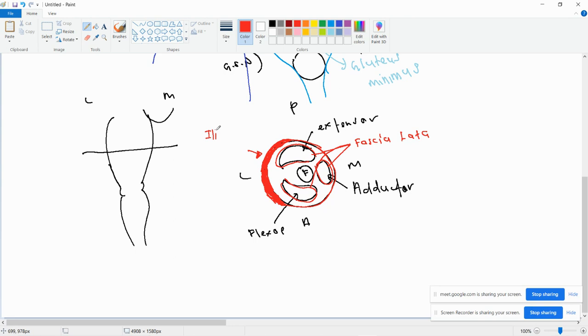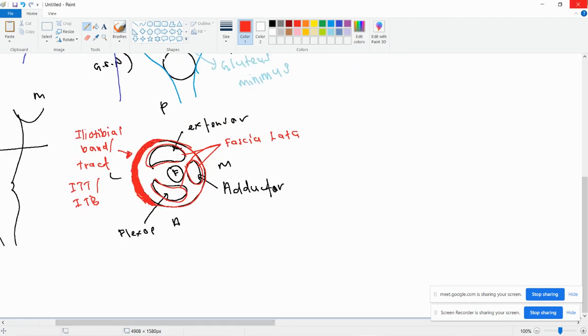this structure we call an iliotibial band, or some books say iliotibial tract, right? ITT or ITB, iliotibial band or iliotibial tract, class. So again, how do you define the iliotibial band? The iliotibial band basically refers to the thickening of the fascia lata.